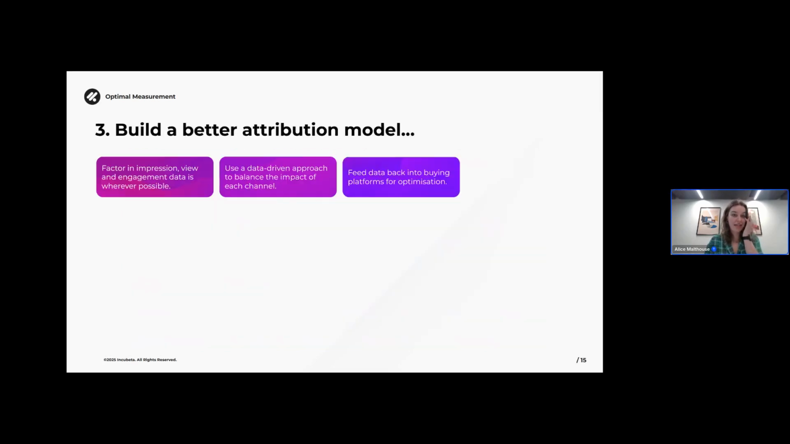And as I talk about click-based metrics, we want to acknowledge attribution models. So you should be building a better attribution model than just relying on last click data only. To do this, you would be factoring in impression, view, and engagement data into your attribution model. You'd also be looking at a data-driven approach, so you can see the contribution of every channel that you're running within your marketing activity. And you don't just want to be reporting on your attribution model, but you want to be feeding your data back into buying platforms, so you can optimize towards this.